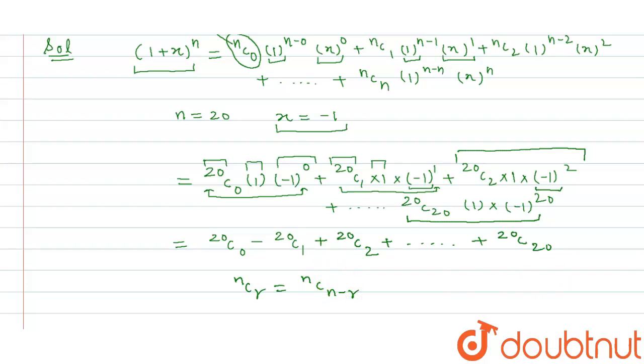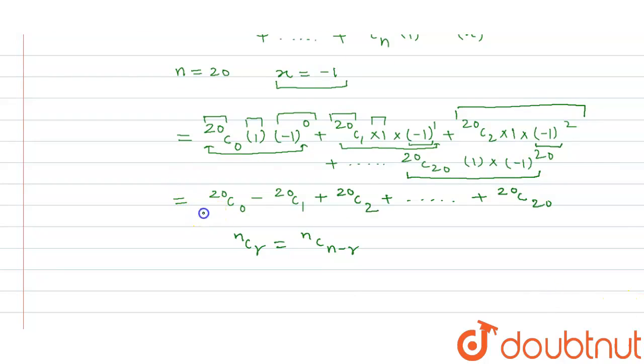Okay, now see here. Compare this first term and last term. Both terms are equal. By this formula, nCr equals nC(n-r), it is 20C0 equals 20C20.